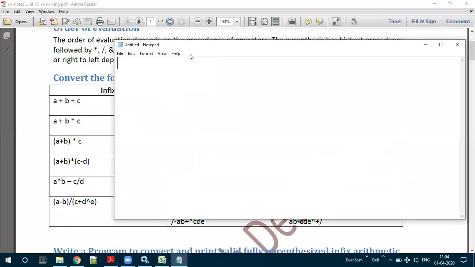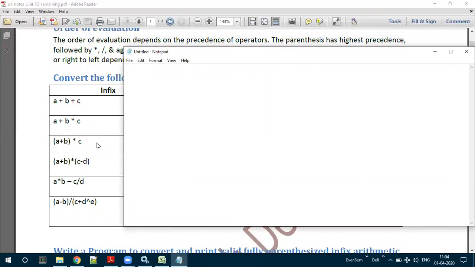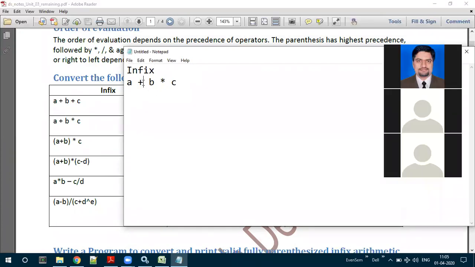Let me take the examples which I had given in the notes. Okay, first let us take the example of A plus B into C. So this is an infix expression because the operators are in the middle of the operands. Here A, B and C are operands, whereas plus and multiplication are what? Operators. These operators are in the middle of the operands, so it is called an infix expression.